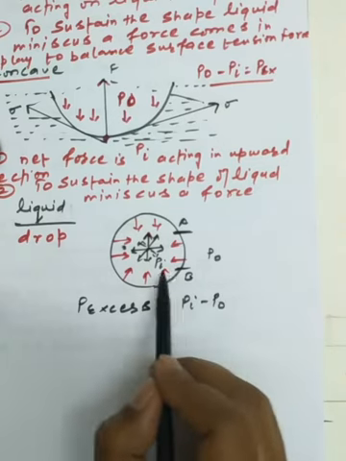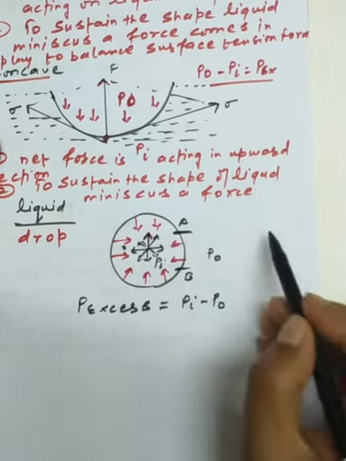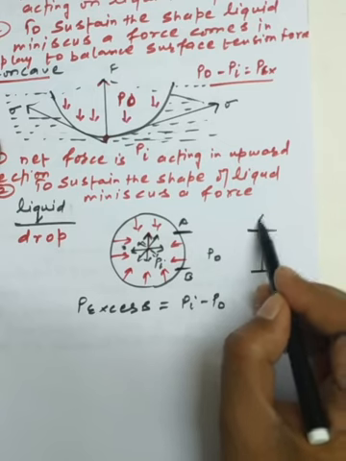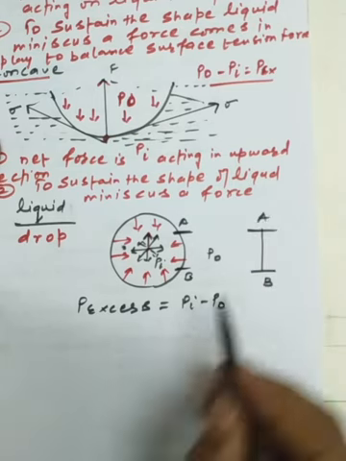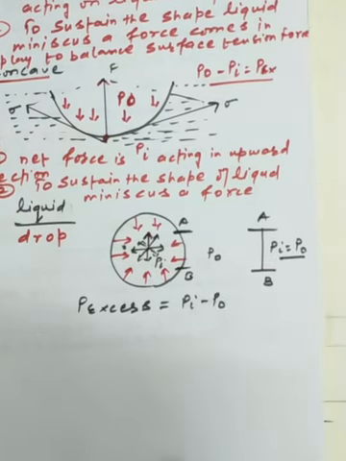If P inside and P outside were equal, then the shape would not be curved; the surface of the liquid would be plane. So always we have to keep this in mind: to sustain the spherical shape of a drop, the inside pressure is greater compared to the outside pressure. And always the pressure on the concave side is much greater compared to the other side.